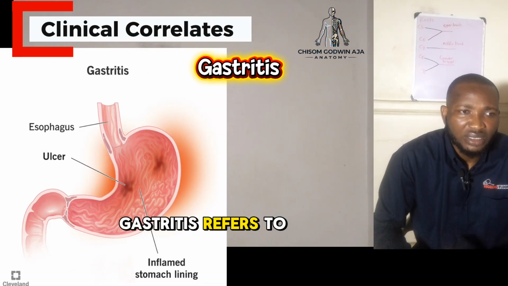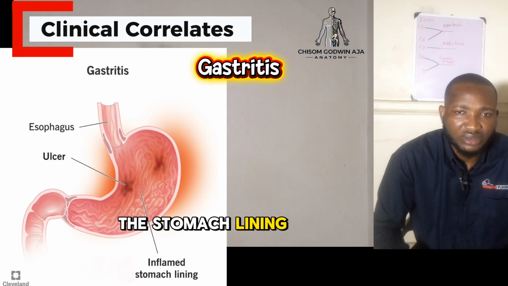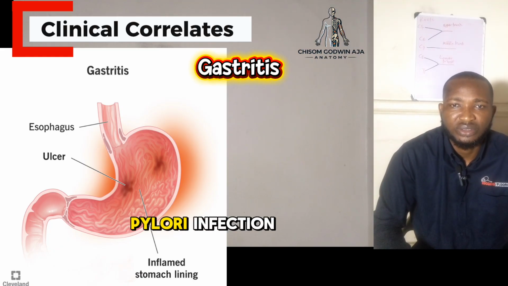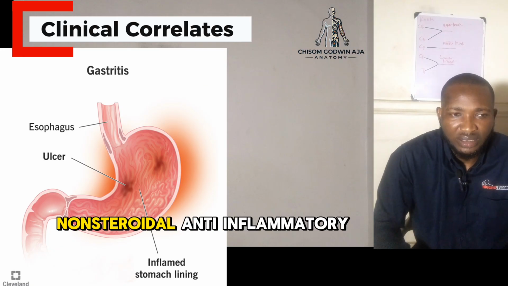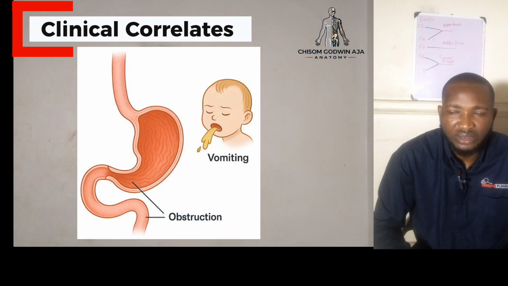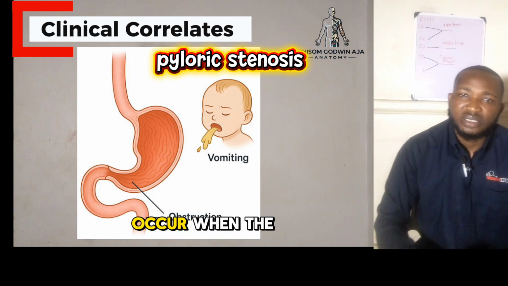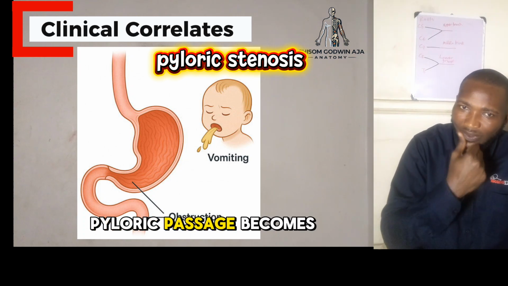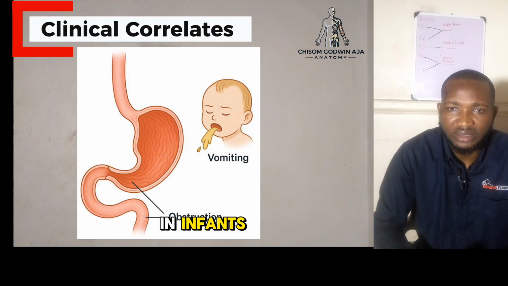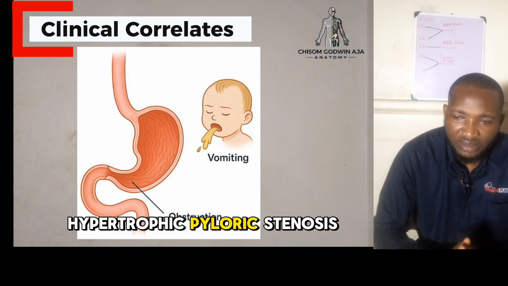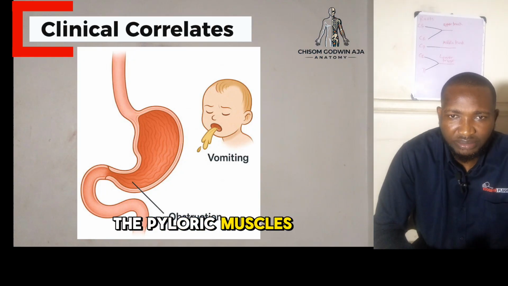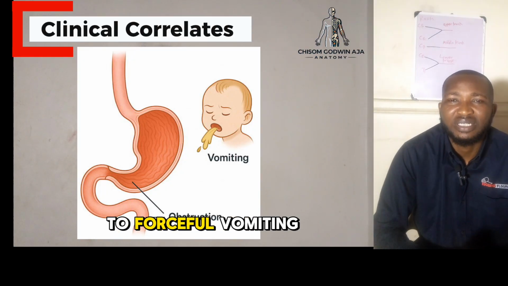Gastritis. Gastritis refers to the inflammation of the stomach lining. It may be caused by factors such as H. pylori infection, non-steroidal anti-inflammatory drugs, alcohol, or other conditions. Pyloric stenosis occurs when the pyloric passage becomes abnormally narrowed. In infants, hypertrophic pyloric stenosis causes thickening of the pyloric muscles and can lead to forceful vomiting.